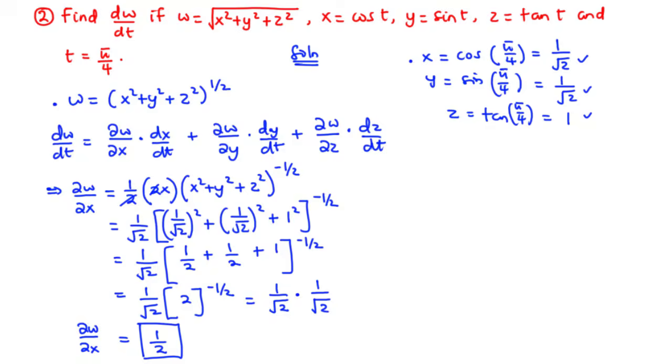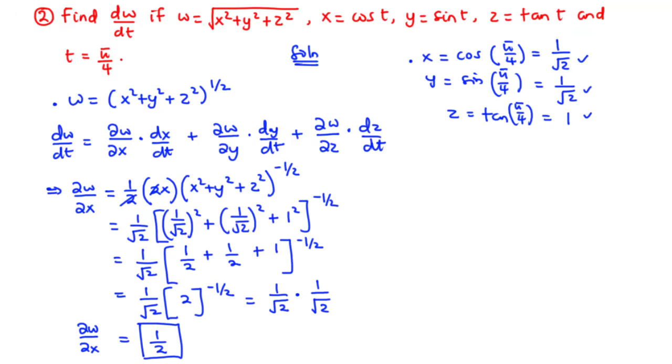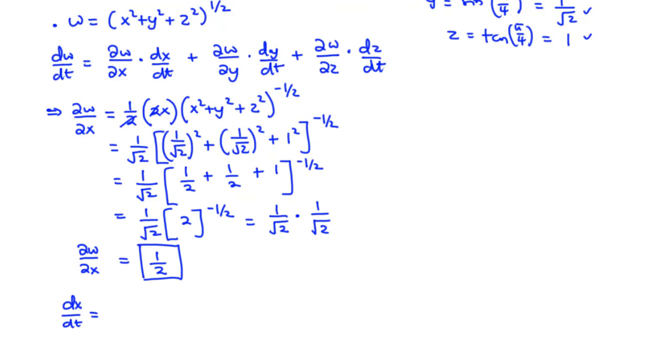Now let's move on as we try to find dx/dt. So we have x equal to cos t. Therefore dx/dt is equal to negative sin t, and that will be equal to negative sin pi over 4, and that is equal to negative 1 over root 2. So this is dx/dt.